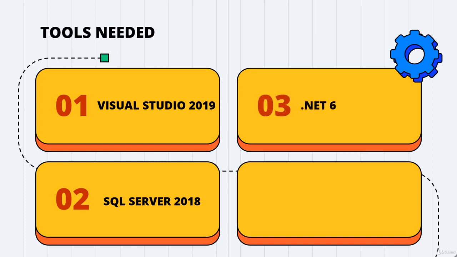Next tool is dotnet 6. We will be implementing the APIs in dotnet 6. And the last one is an active Azure subscription.